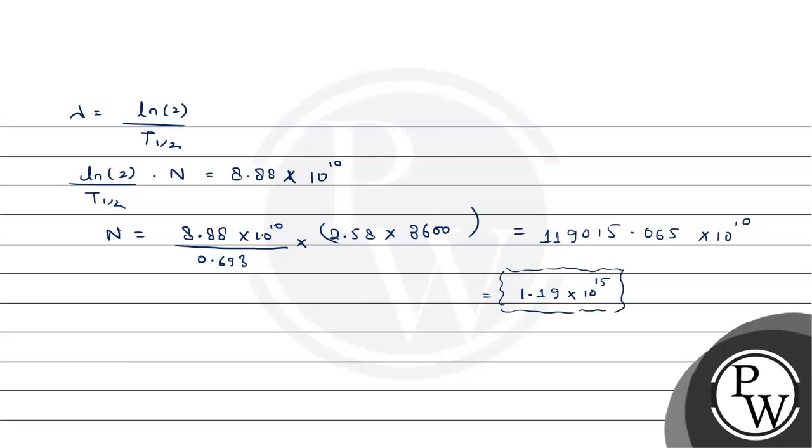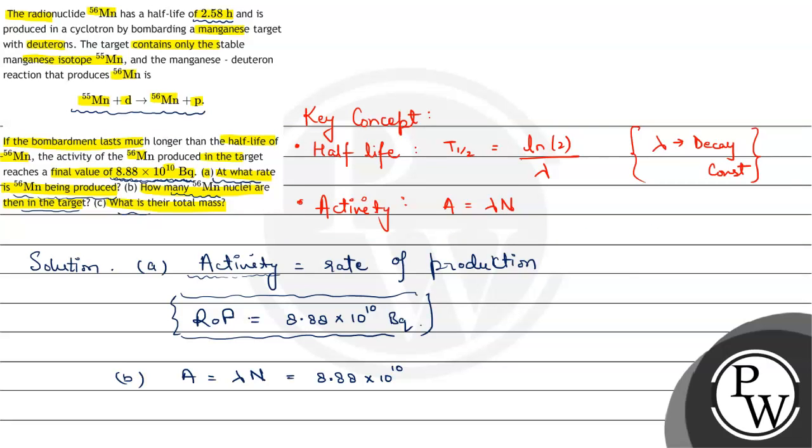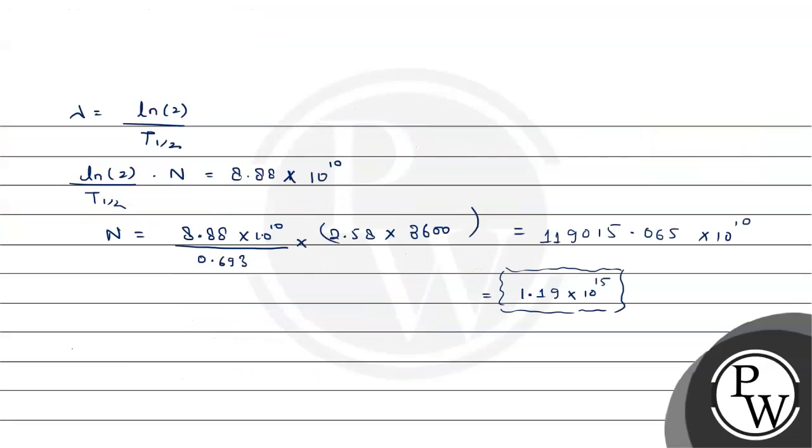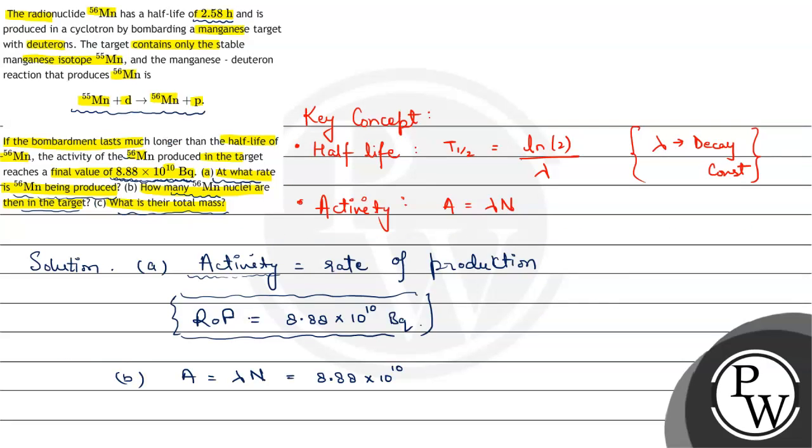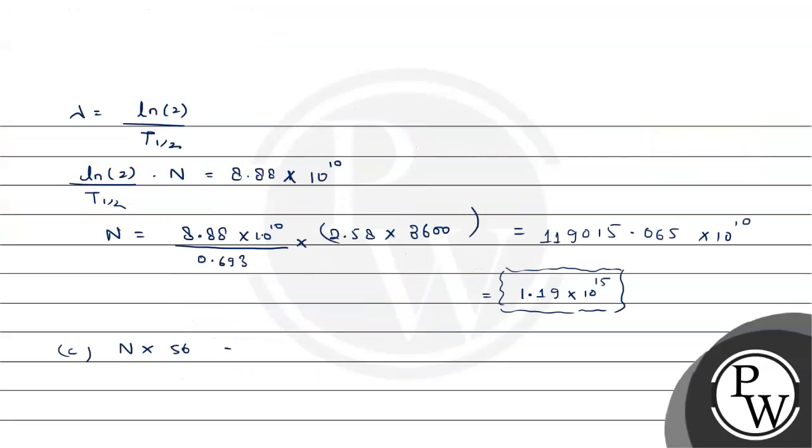Now the final thing we need to answer is what is their total mass. For mass we have to multiply the number of nuclei by their mass, which is 56. So it will be 1.19 × 10^15 times 56, which is equal to 66.64 × 10^15, or 6.664 × 10^16 times AMU. So this will be the mass.